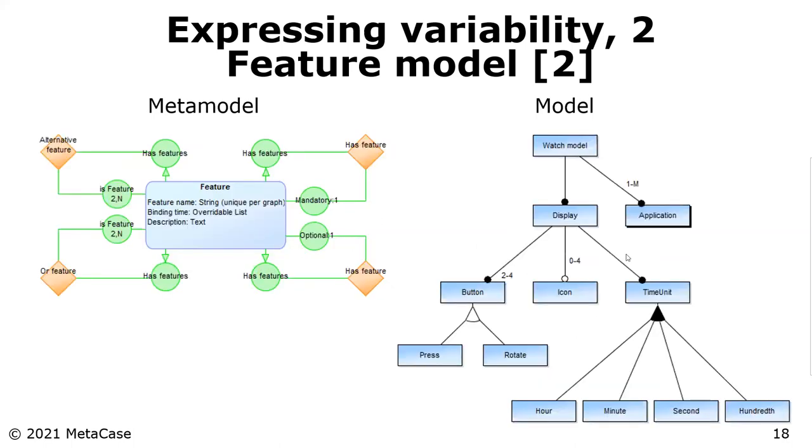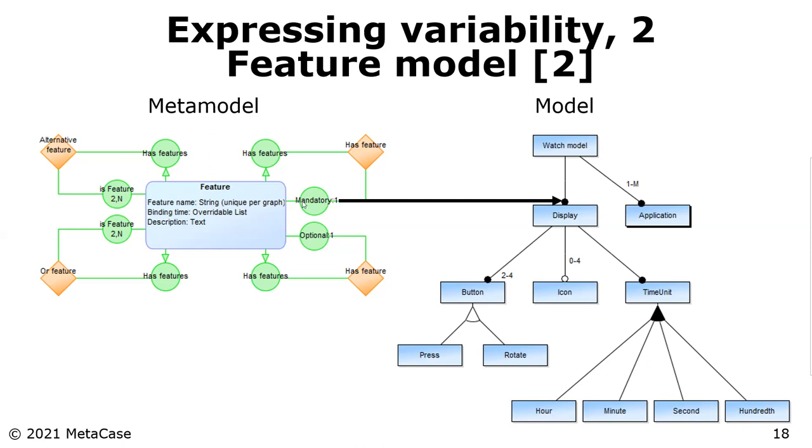But I can have a better meta model. Here you can see this kind of digital wristwatch meta model. And I have here the digital wristwatch model. And this modeling language includes also optionality and mandatory, but it also has support for alternative features or OR features. And here is the meta model. So it has the same kind of object here. Feature has a name, maybe binding time, and some description. It also has a definition that each feature must be unique. So I cannot write two icon features or two rotate features, meaning different features.